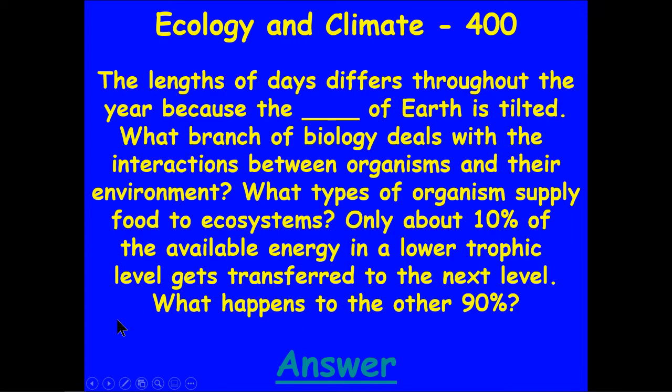The lengths of days differs throughout the year because the blank of the Earth is tilted. What branch of biology deals with the interactions between organisms and their environment? What types of organisms supply food to ecosystems? And only about 10% of the available energy in a lower trophic level gets transferred to the next level. What happens to the other 90%?